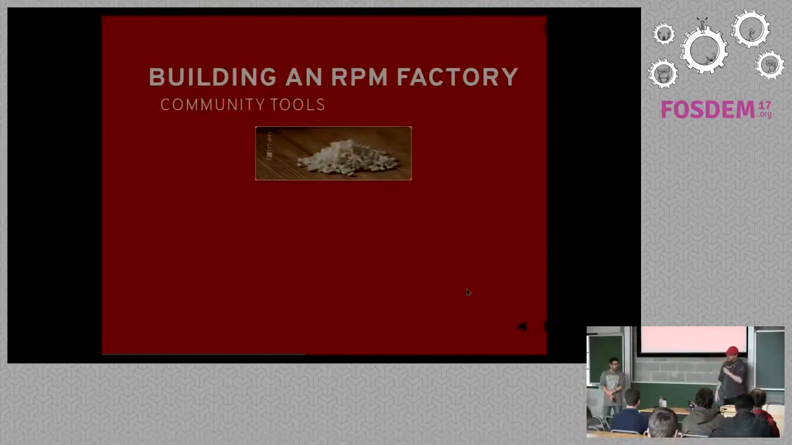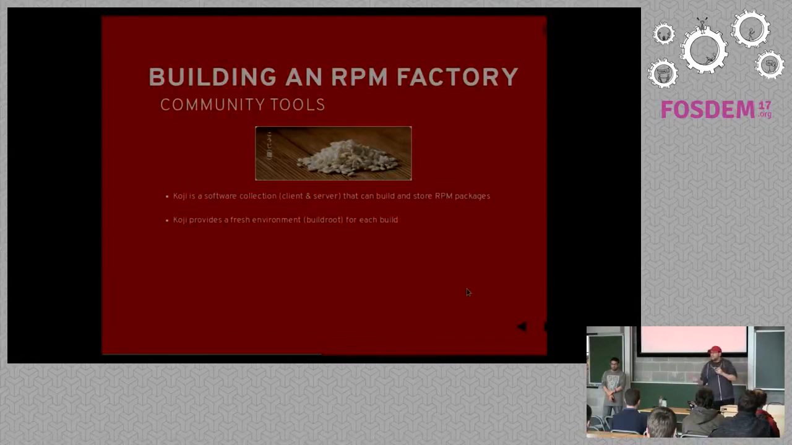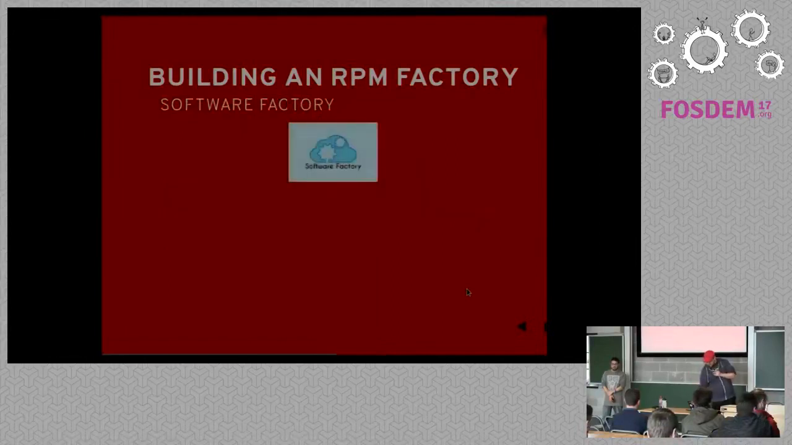Next, let's talk about community tools. The CentOS and Fedora community use a tool called Koji. Koji is basically a client and server architecture that lets you build and store RPM packages. So you can use your own instance of Koji, but you can also use the community build system, which is an instance of Koji that has been set up by the CentOS community. You have to set up communication with the CentOS community first, but you can use it to build your packages on it and test them.